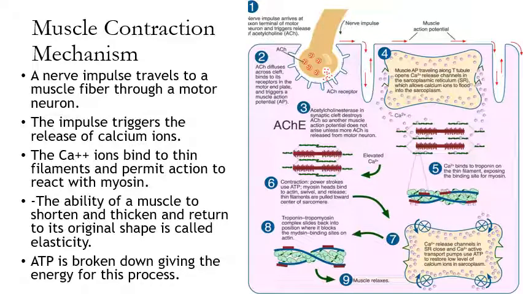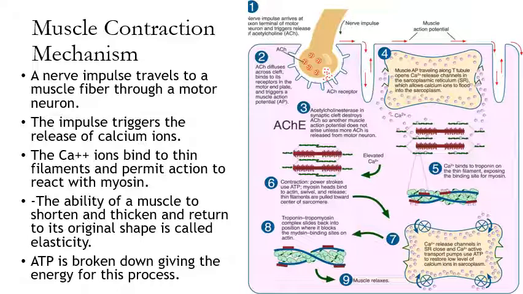For that muscle to react, it needs to have a nerve impulse. So a nerve impulse travels to the muscular fiber through a motor neuron. So you could think of it, motor is movement. So this is a movement neuron.